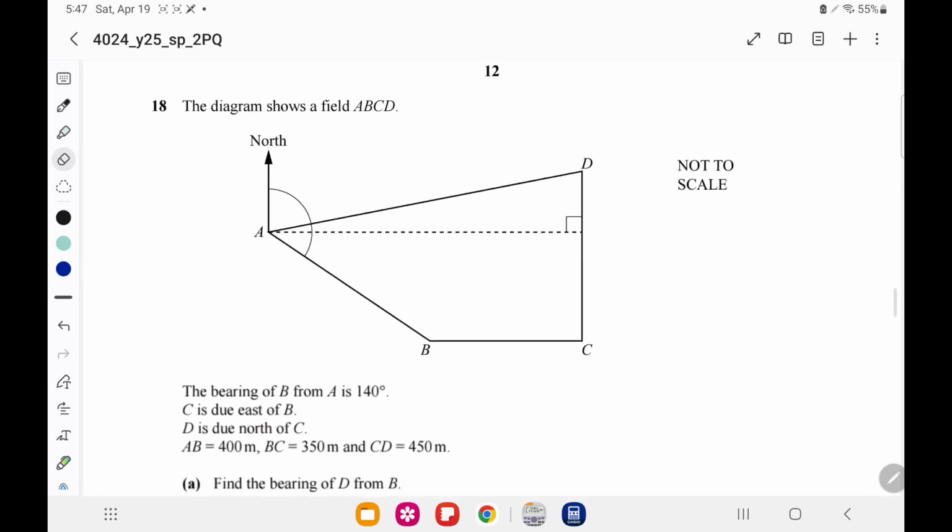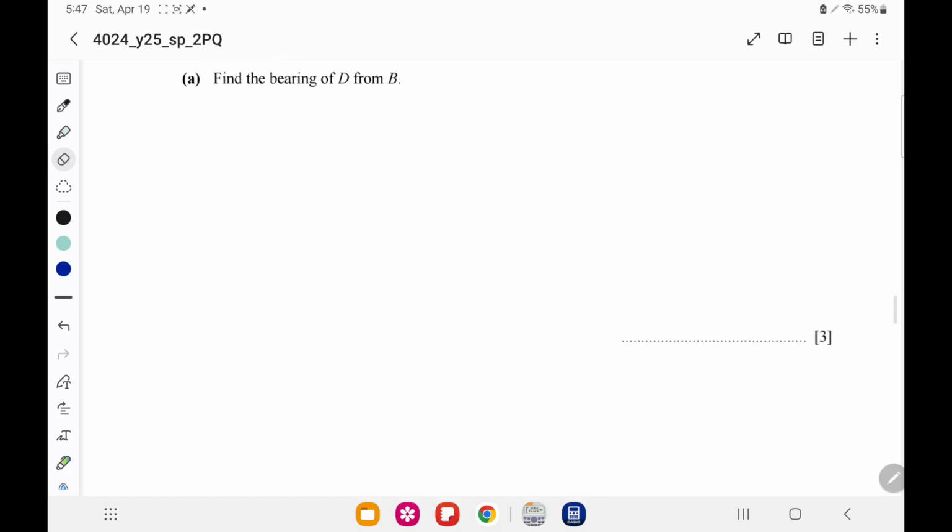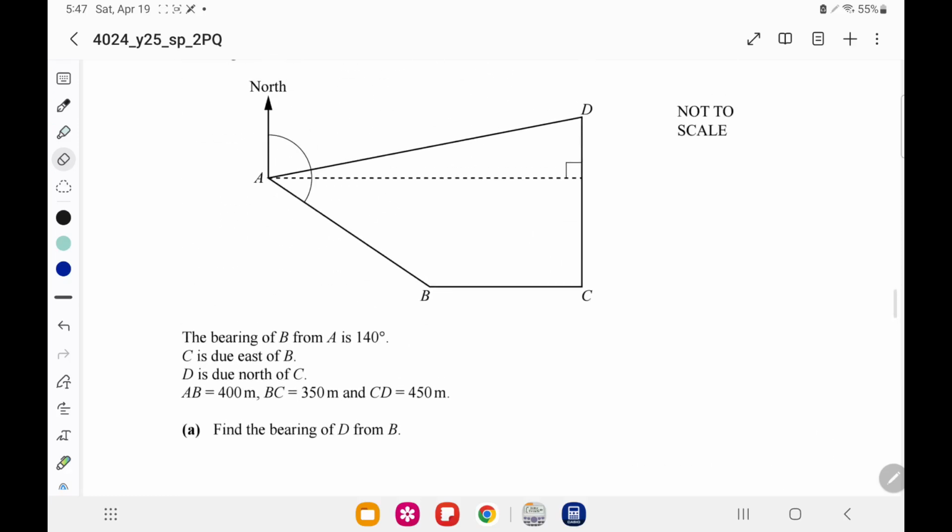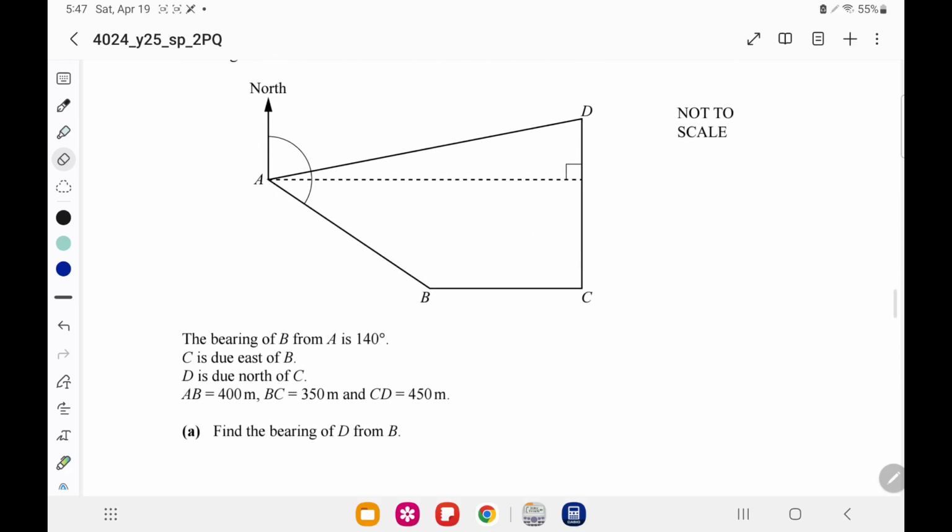Question number 18. All right, so this is a trigonometry question. The triangle shows a field A, B, C, D. This is a 3 marks question. Calculate the bearing of D from B. First of all, check the whole thing. The bearing of B from A is 140. It means the total is 140 from here till here.